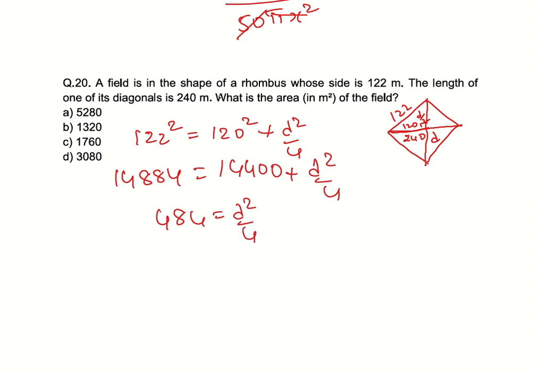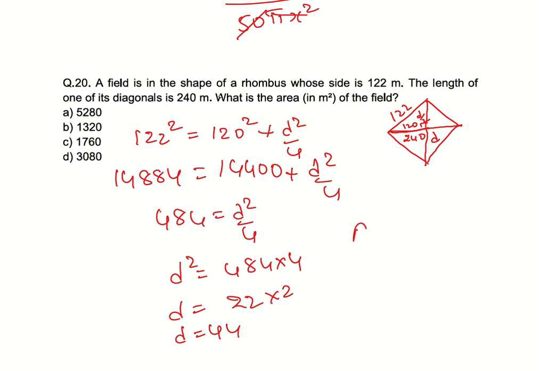Then D square is equal to 484 into 4. Then D is equal to square root of 484, which is 22, times square root of 4, which is 2. D is equal to 44.